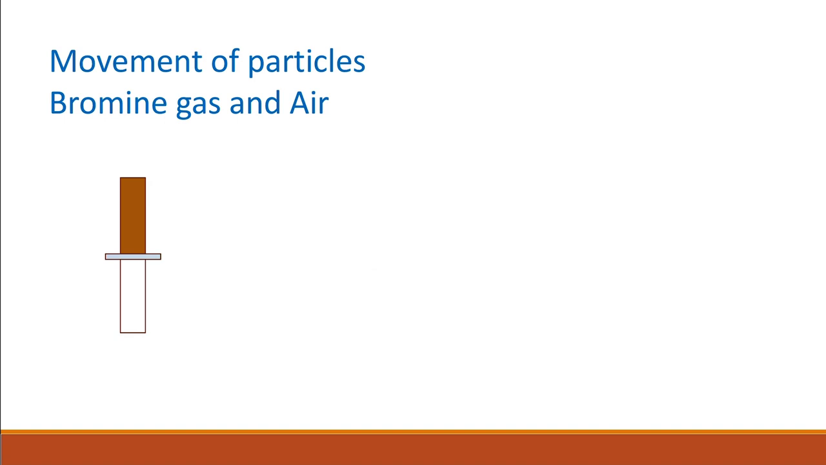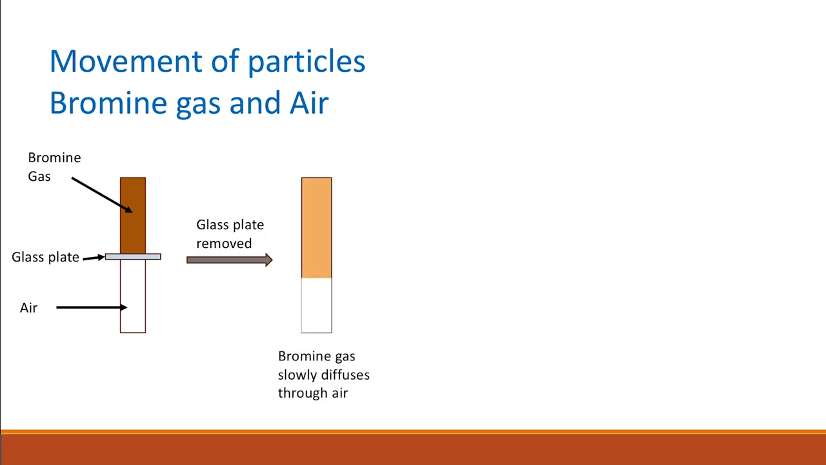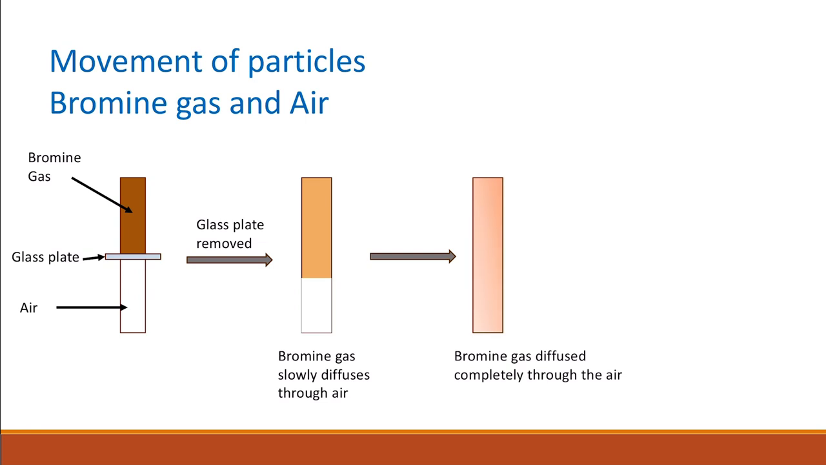We can also see the movement of gases through air with the diffusion of bromine gas through air. So if you have two inverted tubes, one has bromine gas and the other one has air, and there is a glass plate between them. Now they are separated. When you remove the glass plate, you can see that the bromine gas slowly diffuses through air and the color starts to spread. And then when the bromine completely diffuses through the air, the color becomes more faded because the particles of bromine have completely diffused through the particles of air.